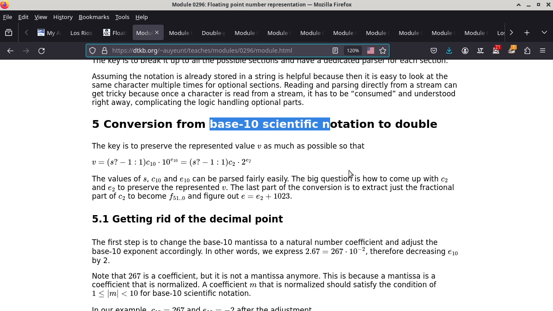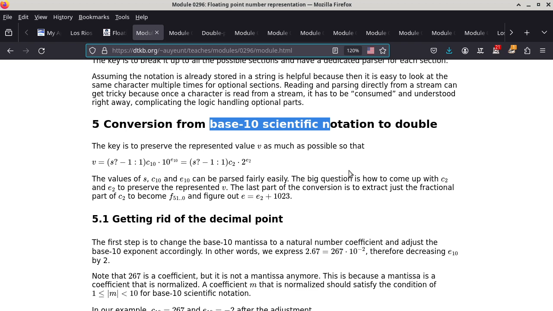All right, so this is what we're gonna do, okay? This is the objective of what we are trying to accomplish. I will give you a base 10 scientific notation, so you will have this part, you'll also have that part. What I want your program to return is something that has the C2 and the E2, basically turning it into a base 2 scientific notation.